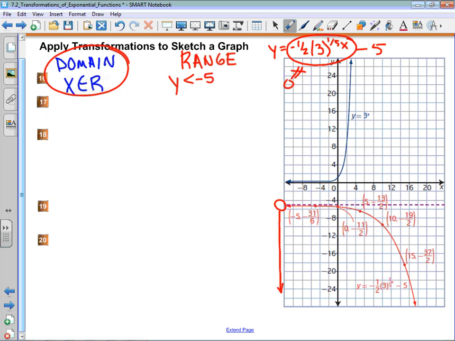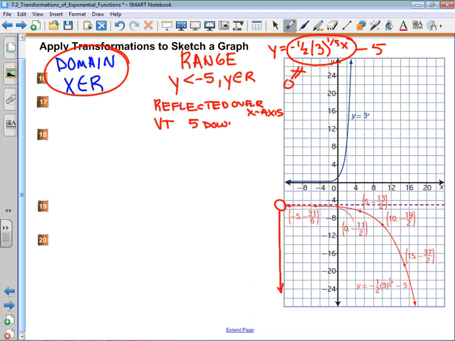And the reason for that is we had a reflection. I'll just put reflected over the x-axis. And then it's also been vertically translated 5 down. That's why our range has changed so dramatically.